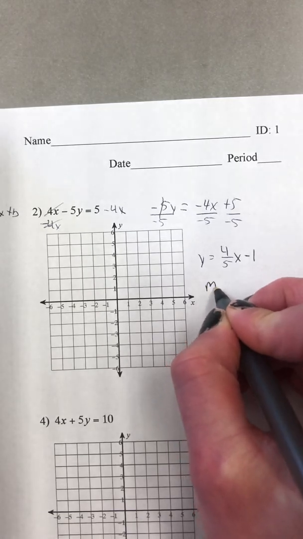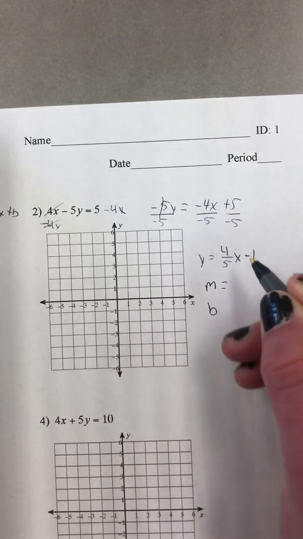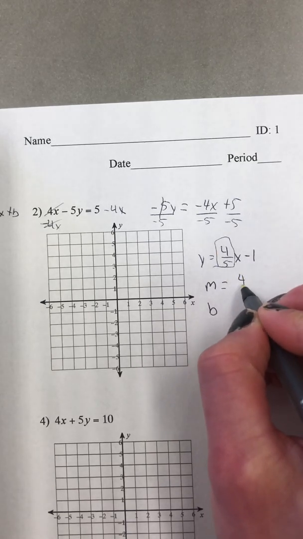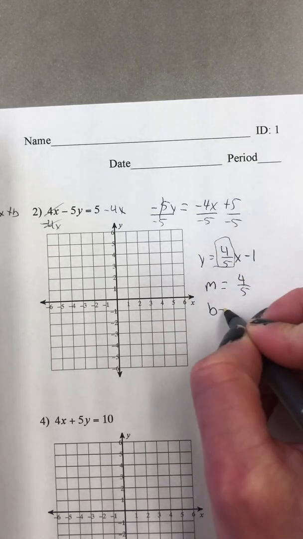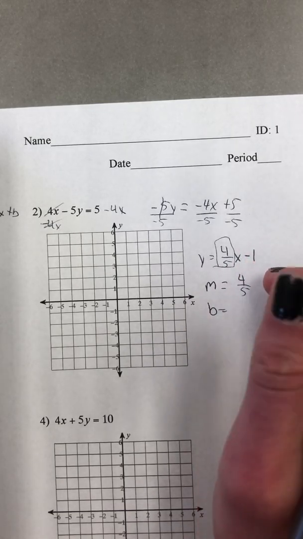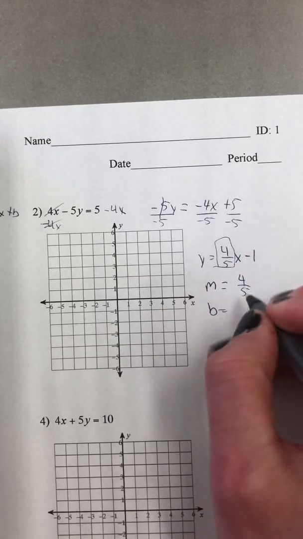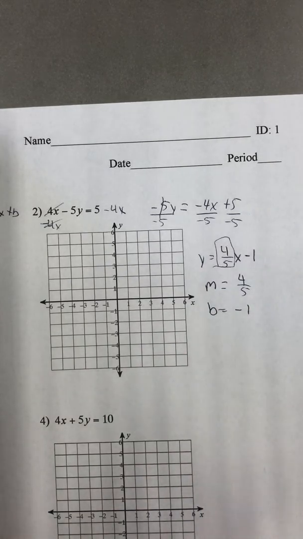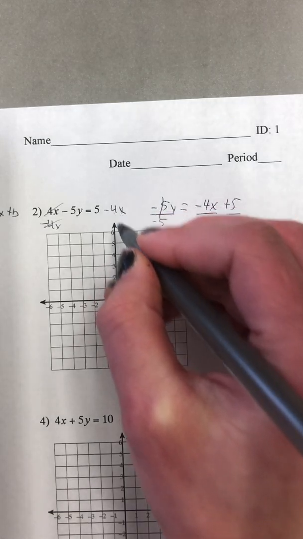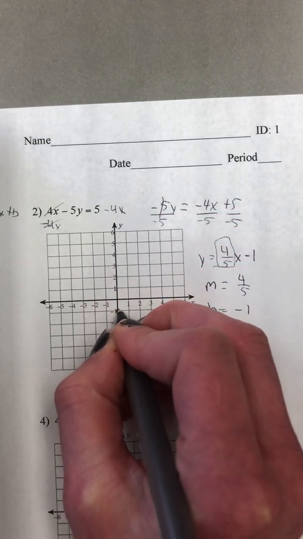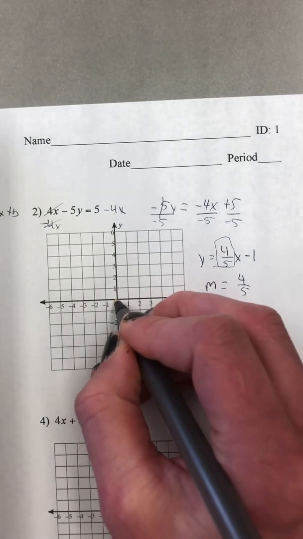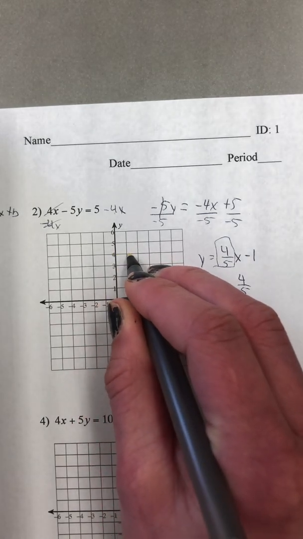We need to write our slope and our y-intercept. Our slope is always the number paired with our x. So in this case, it's 4/5. And our y-intercept is always the constant, or the number that does not have a variable. In this case, it is -1. We're going to start at our y-intercept. We're going to go to the y-axis and stop at -1, which is right here. And our slope is 4/5, so we're going to go up 4 and to the right 5.